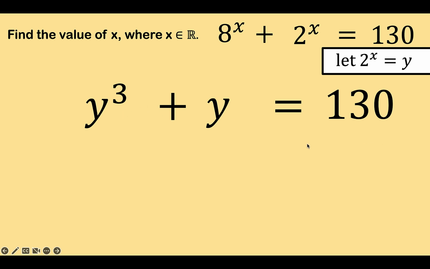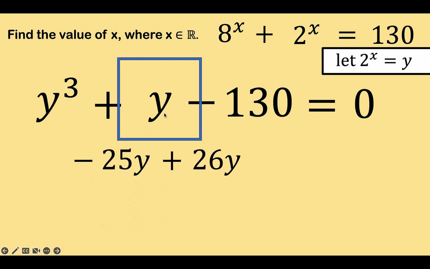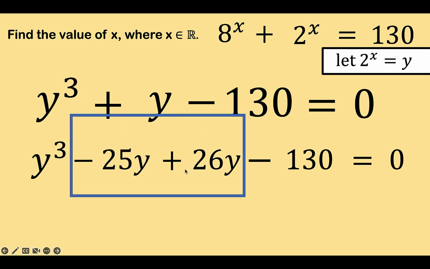Now, this is a cubic equation and it is a little bit hard to solve, but luckily, these numbers are chosen so that we can easily factor them out. So first, let's write this in standard form. Then, let's look at this variable y. We can also express this y as negative 25y plus 26y. Anyway, the sum of this is y, but the reason why we chose this is because we'll be able to factor out this given equation using factoring by grouping. So notice now that this y becomes minus 25y plus 26y, so these two equations are equivalent.